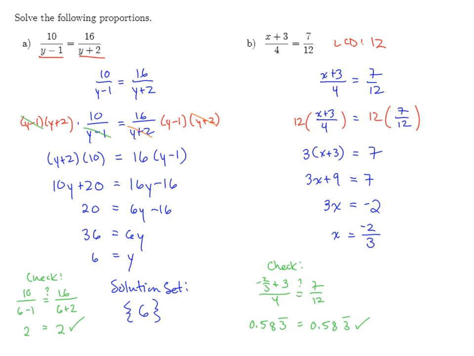If I hadn't done that, I could have made negative 2/3 plus 3, turned that 3 into 9/3, and then continued simplifying that fraction. That would have been a right option to do it by hand. So I've checked, and that will make my solution set: the set containing negative 2/3.